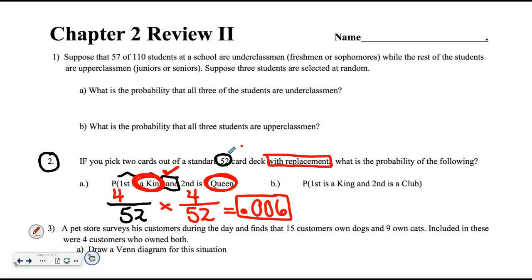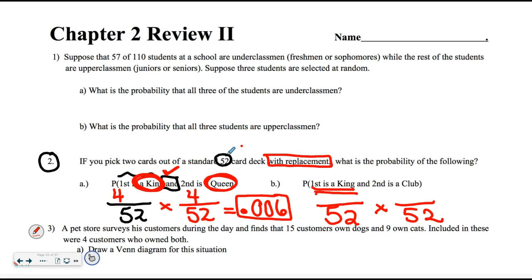All right, so that one's done. Now let's go look at B. Probability the first is a king. So again, that's 52 cards. And means multiply 52 cards, right? So, because we're replacing them. And again, there's 4 kings.